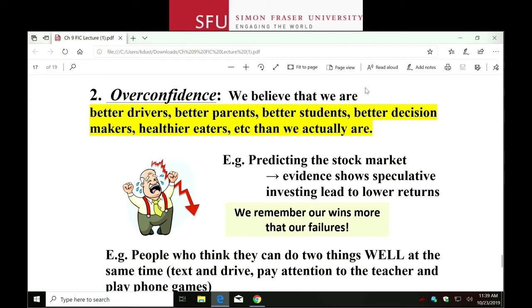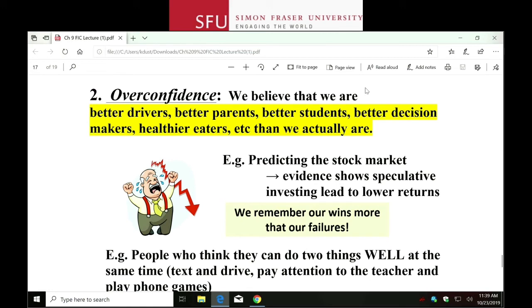Okay, so there's lots of examples of this. Better drivers, better parents, right? So if you guys have kids in the future, now not only will you probably think that you're doing a better job than other people, but also you're going to think that your kids are cuter than other kids. You're going to think your kids are smarter than all the other kids, right?